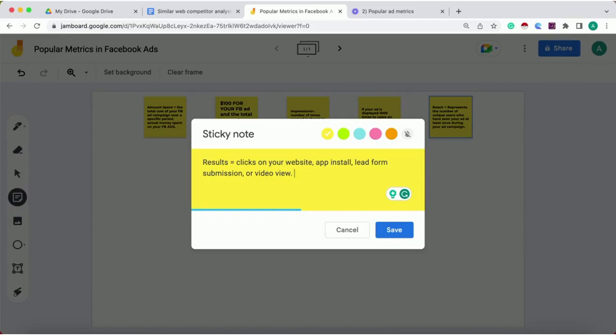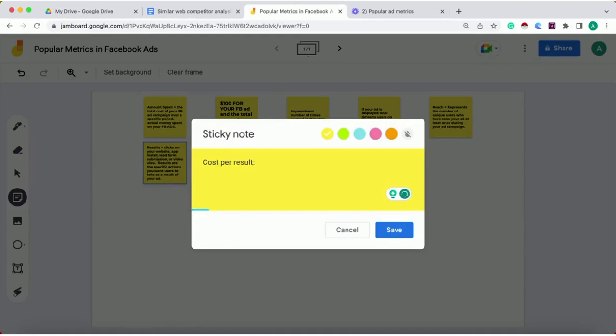Okay, the result would be the number of users who successfully submitted their information through the webinar sign up form. So here we are asking people to fill the lead form submission, and that is the result we want at the end of our ad. Okay, so results are the specific actions you want users to take as a result of your ad. Okay, next we have cost per result.